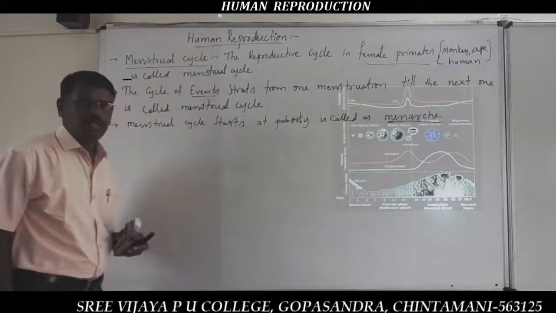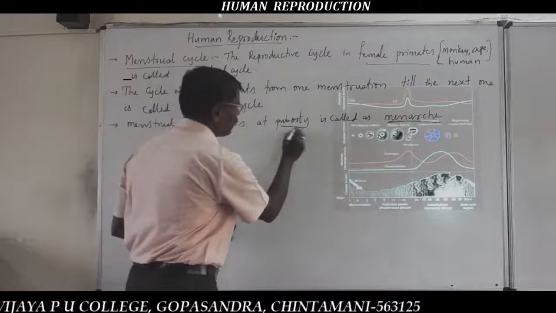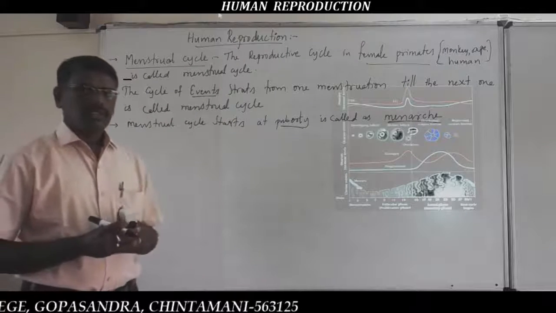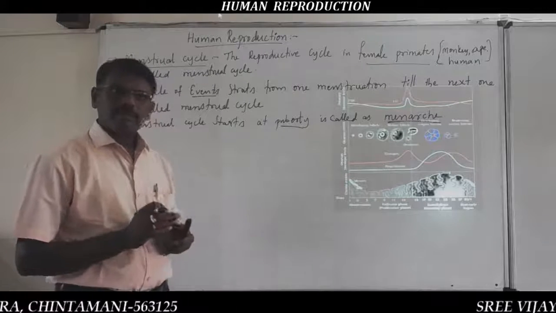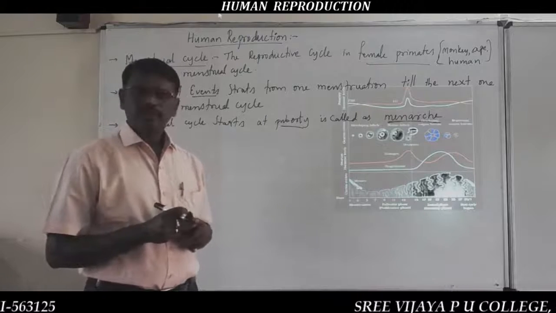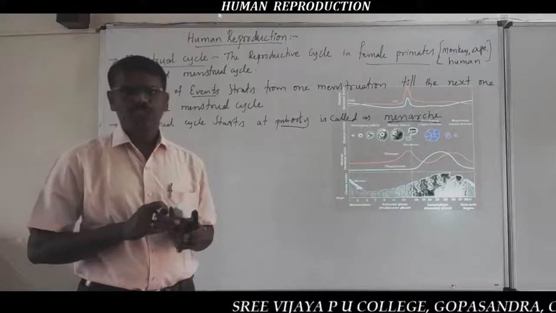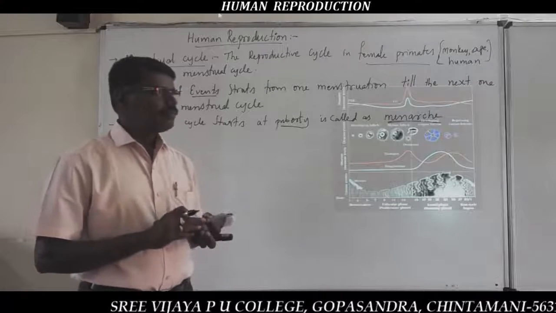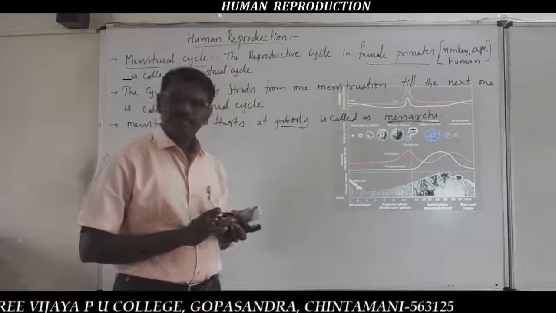Menarche is when the menstrual cycle starts at puberty, at maturity. At the time of puberty, there are increased hormonal changes, that is, the production of female sex hormones and also gonadotropins.